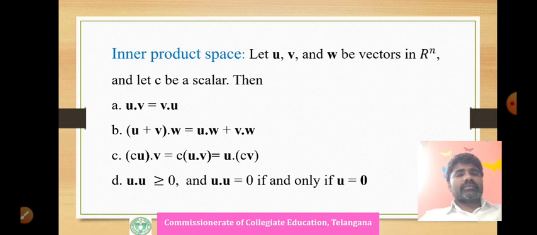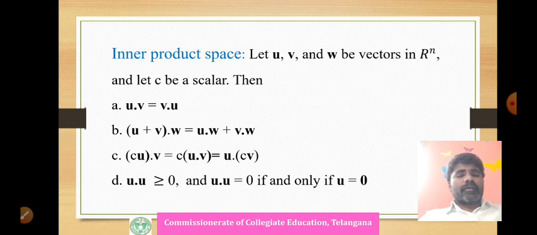Third: (c u) dot v equals c into (u dot v). C comes outside because it is a scalar. We can write it as c into (u dot v), or u dot (c v) also.